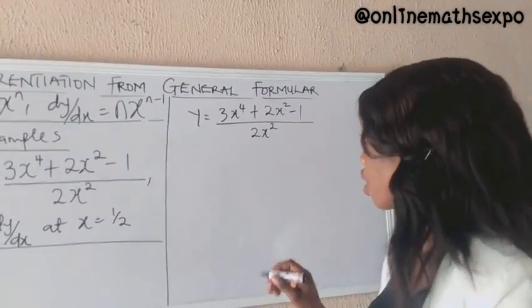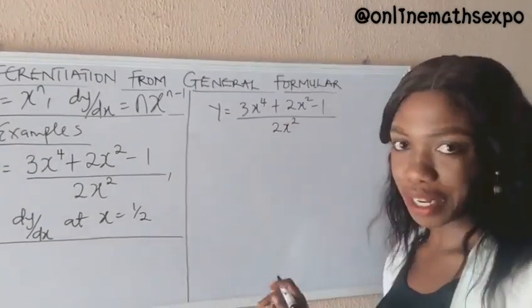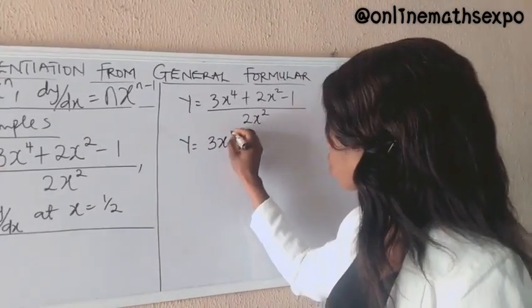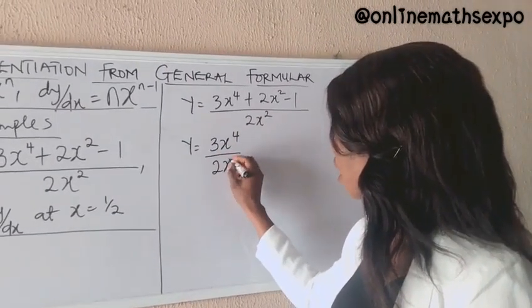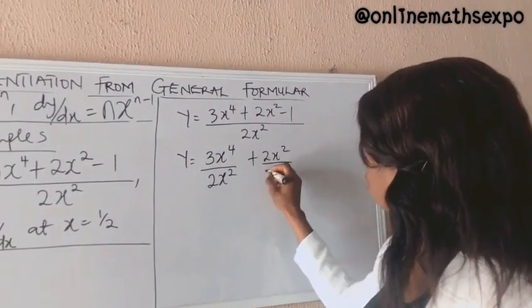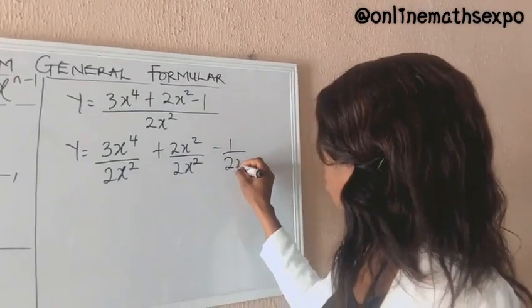So what we are going to do here, we divide each term by this denominator so that we remove the denominator. So we have y is equal to 3x raised to power 4 over 2x squared, plus 2x squared over 2x squared, minus 1 over 2x squared.